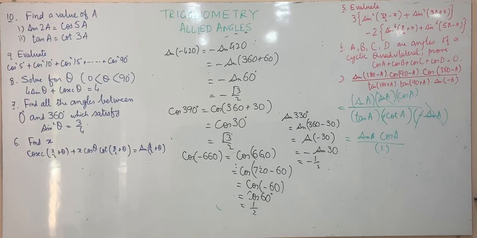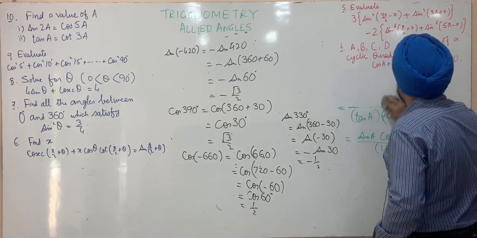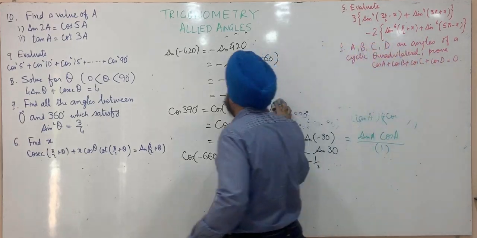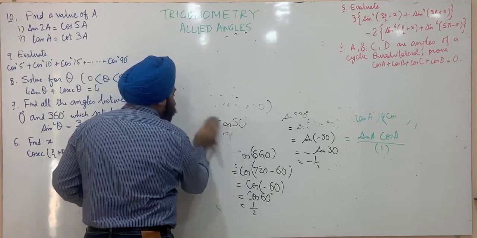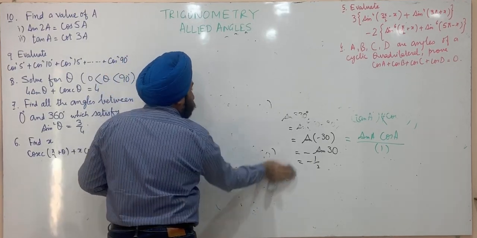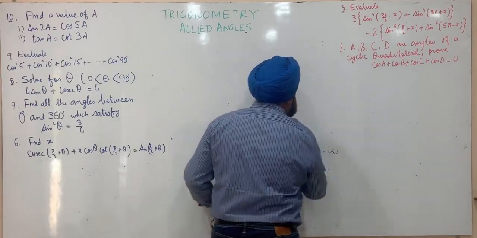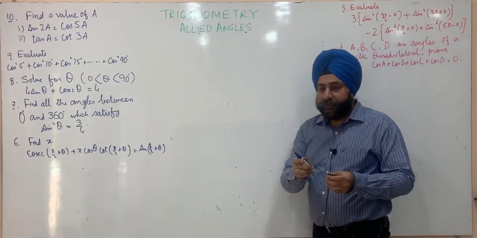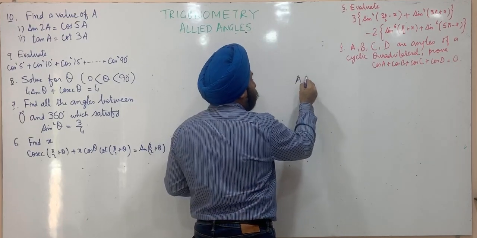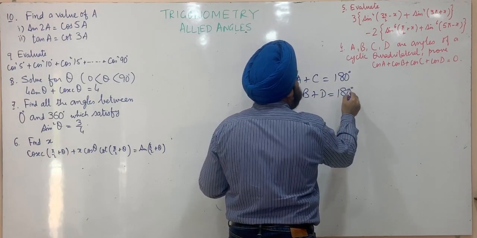In the next one, we have a cyclic quadrilateral, and cyclic quadrilateral means the sum of a and c is 180 degrees. Similarly, the sum of b and d, that is also 180 degrees. So we use this property of cyclic quadrilateral to prove this result. We have to prove cos a plus cos b plus cos c plus cos d is 0. So using the fact that this sum is 180 degrees, this is also 180 degrees.